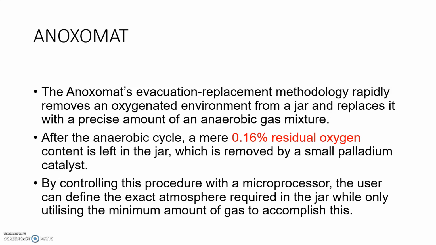After this anaerobic cycle takes place, a mere 0.16% residual oxygen content is left within the jar, and this is also removed by a small palladium catalyst. In the advanced Anoxomat, a microprocessor is present which controls the procedure, so the user can define the exact atmosphere required in the jar, while utilizing the minimum amount of gas to accomplish this.